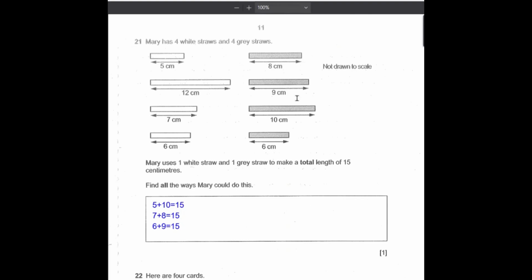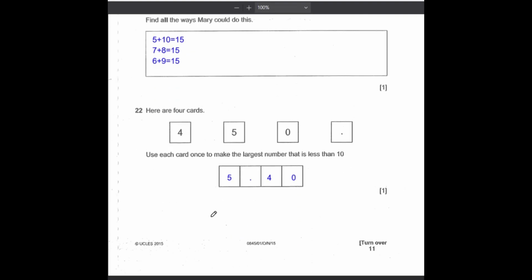If there is 10 centimeters from the gray, you could combine them together. Yes, you've got one. So this 5 with this 10 makes 15 centimeters. 12 needs 3 to be 15. You've got 3 here. 7 needs 8. So yes, you've got 8 over here. 6 needs 9. So you've got 9 over here. So now you see 5 plus 10 is 15, and 7 plus 8 is 15, and 9 plus 6 or 6 plus 9 is equal to 15.